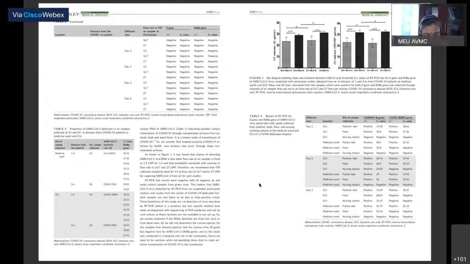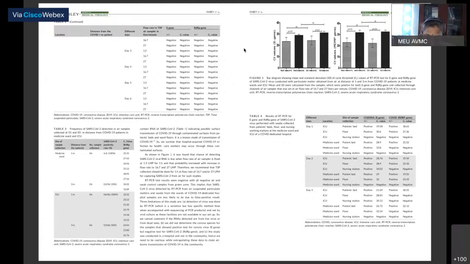Then one very important thing they have pointed out as a limitation is whether the RNA detected is from live virus or from dead ones. They have not been able to determine that, which they have clearly spelled out. That means somebody must have gone there and some COVID positive patient left something. Then that's it.